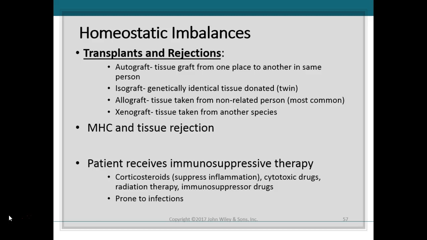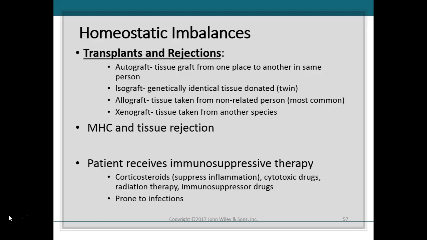An isograft, iso means same, so an isograft can only be done between genetically identical twins. The reason behind that is, of course, that you do have the same DNA with an identical twin, so your major histocompatibility complexes should be the same as well, so much less likely for rejection to occur.